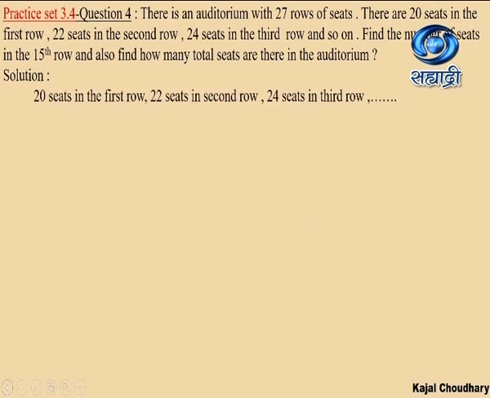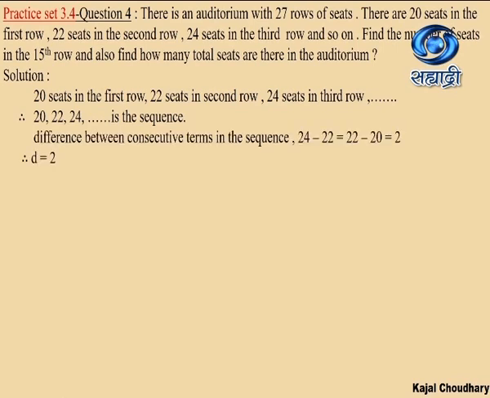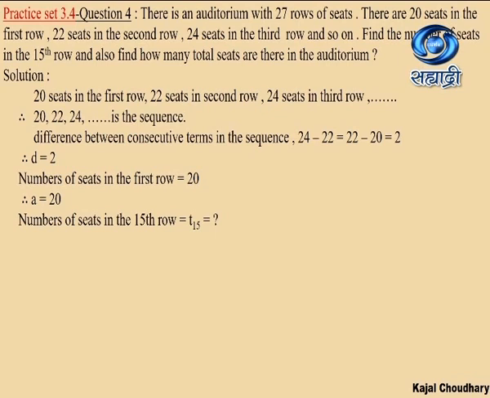So 20 seats in the first row, 22 in the second, 24 in the third. Therefore, the sequence goes as 20, 22, 24 and so on. The difference between consecutive terms comes out to be 2, so the seats are arranged in an AP. The number of seats in the first row is 20, so the first term is a equal to 20. For the number of seats in the 15th row, we have to find T15.